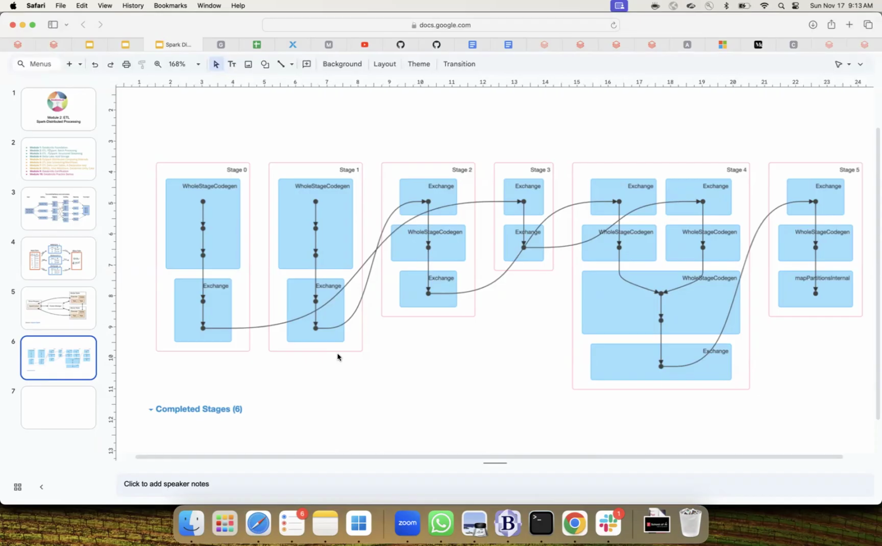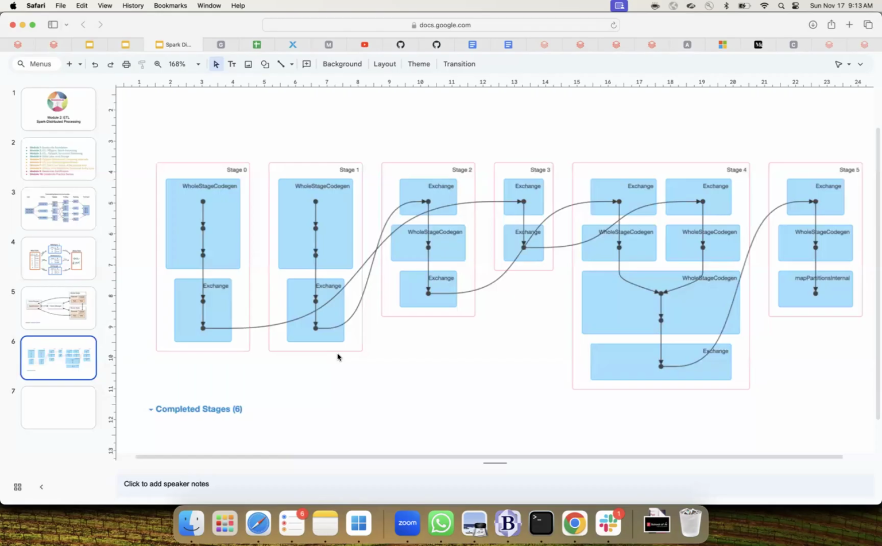Distributed computing, in the sense, if you have a data frame, we have to visualize that the data frame is not sitting on one machine. Though it looks like one table, one object, internally it is residing or located in multiple machines, nodes.